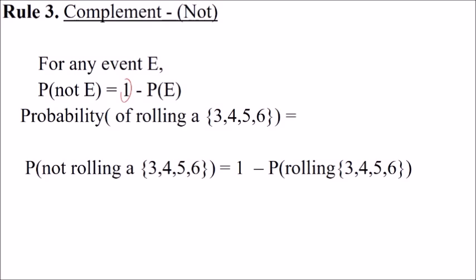So for example, the probability of rolling a 3, 4, 5, or 6 is 4 out of 6, right? We're looking at a die, and there are 4 of these 6 numbers. So the probability of not rolling a 3, 4, 5, or 6 should be 1 minus the probability of actually rolling that. The probability of actually rolling that was 4 out of 6, so I subtract those. 1 minus 4 out of 6 would leave me 2 out of 6. And if you reduce it, yes, that would be 1/3.